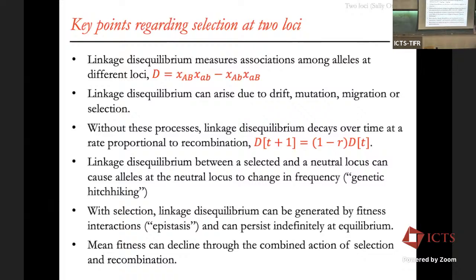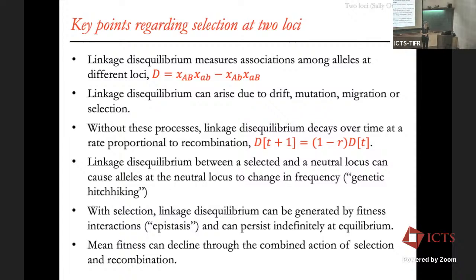All right, I think that's enough of a recap. Linkage disequilibrium is measured by this formula, and it tells us how much more common certain chromosomes are than expected. It can arise through all sorts of different processes. Without any other process at work besides recombination, it'll decay by a factor 1 minus R every generation. Linkage disequilibrium between a selected and a neutral locus can cause alleles at the neutral locus to change in frequency through genetic hitchhiking. And as I mentioned, that's also true for linked sites that are under much weaker selection. Deleterious mutations can hitchhike, and even weaker beneficial ones. With selection, linkage disequilibrium can be generated by fitness interactions. Those are called epistasis and can persist indefinitely at equilibrium. And finally, mean fitness can decline through the combined action of selection and recombination. And we can even get cycles in the recombination rate under those crazy conditions that Alan Hastings showed.